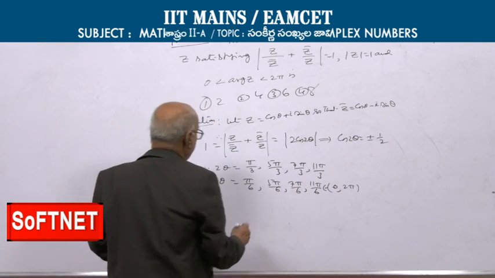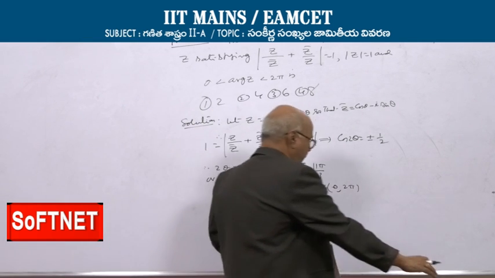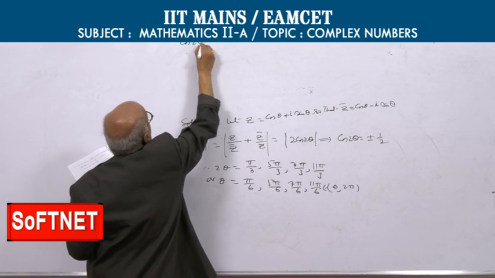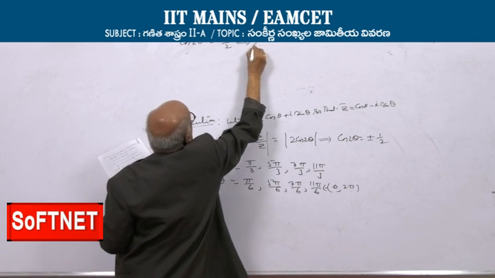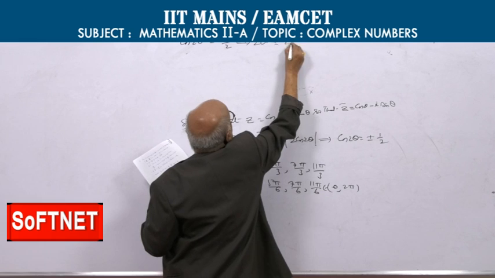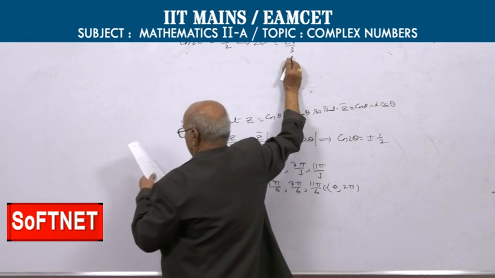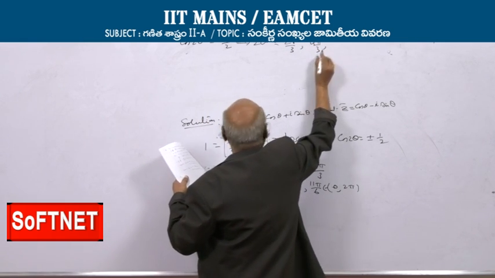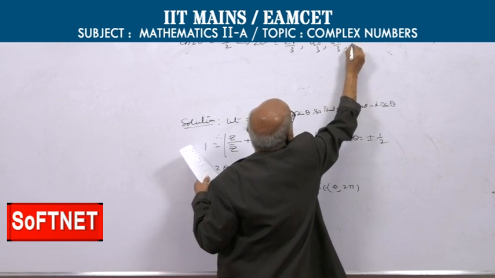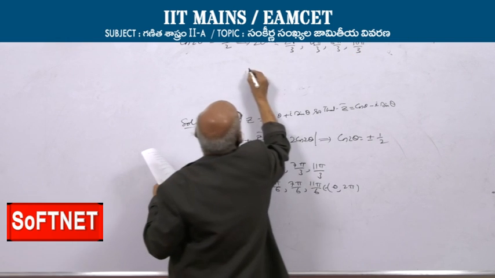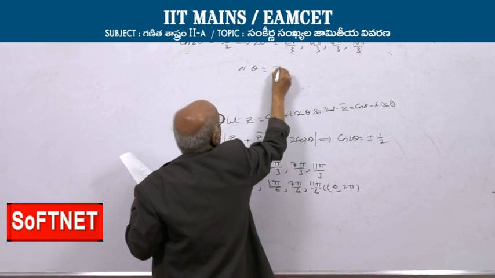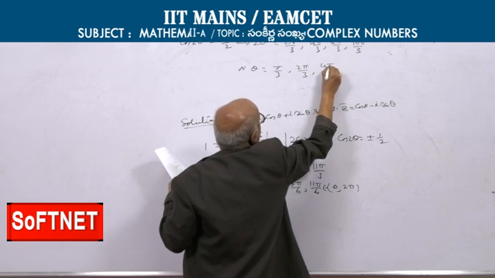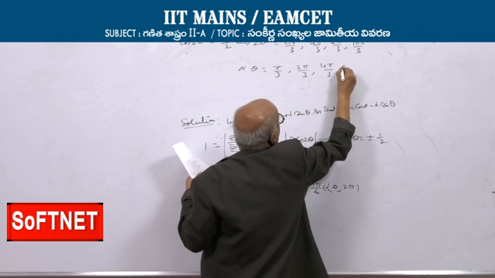So this is 4 in number, and cos 2 theta is equal to minus of, that implies 2 theta is equal to 2 pi by 3 and 4 pi by 3 and 8 pi by 3 and 10 pi by 3, or theta is equal to pi by 3, 2 pi by 3, 4 pi by 3 and 5 pi by 3.